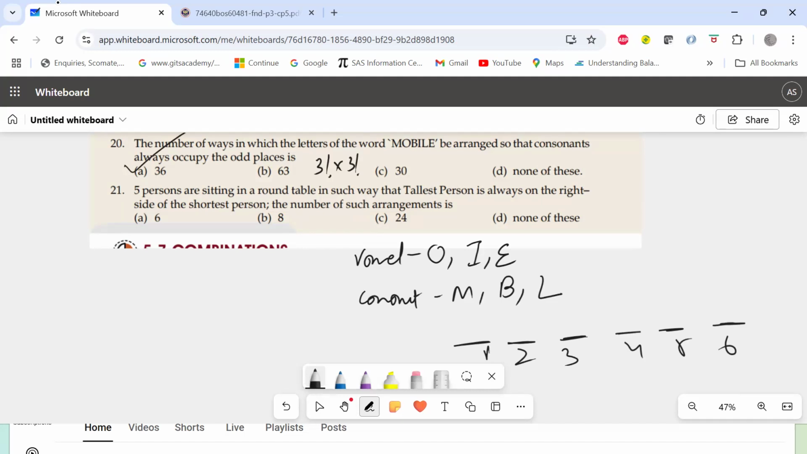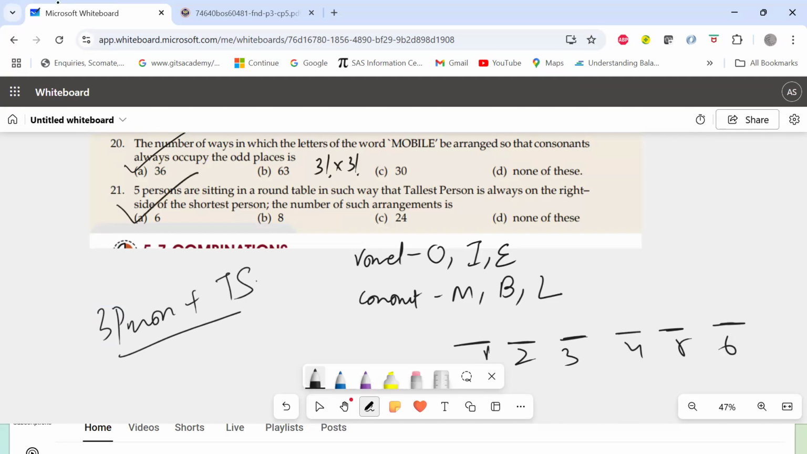Question number 21. 5 persons sit at a round table such that the taller person is always right of the shorter person. So you fix the place of taller and shorter together. So you have 3 persons plus taller and shorter, so now you have 4 units. Now the 4 units will change their places in 3 factorial ways. It means 6 ways.